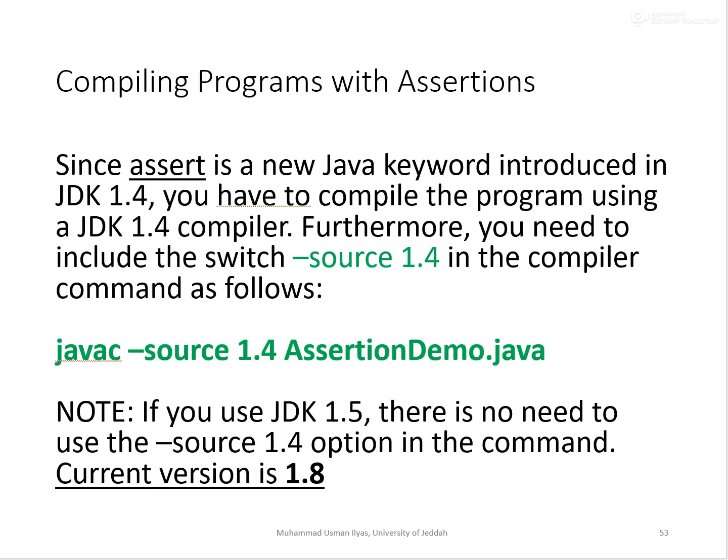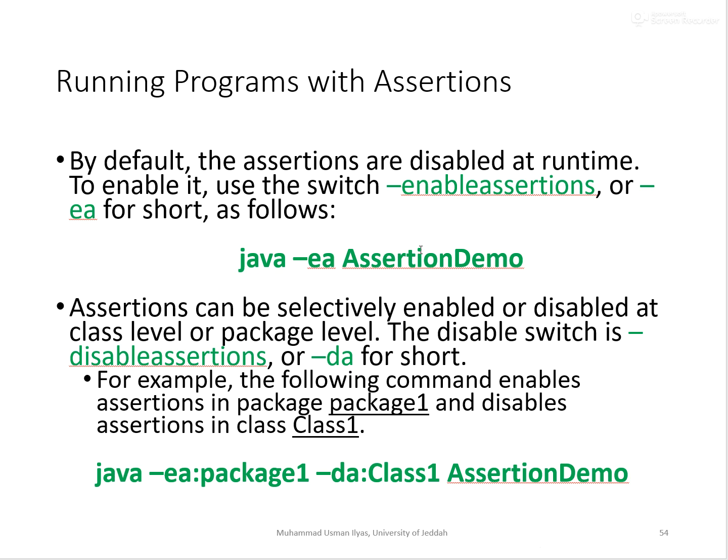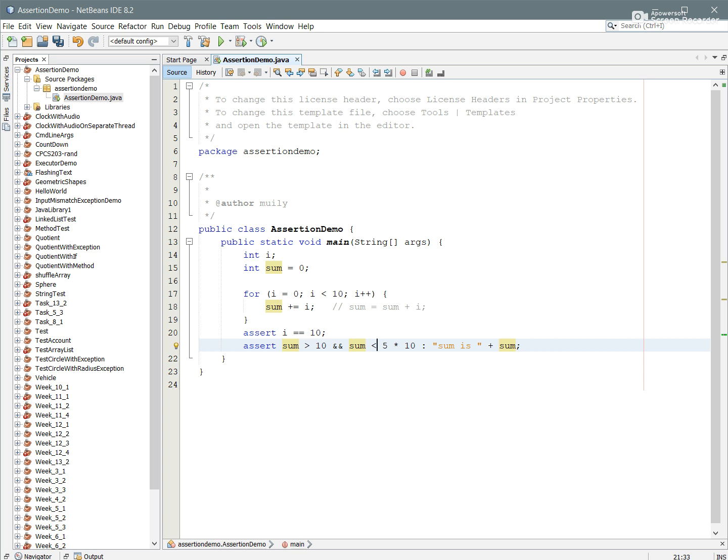Now, by default, the use of assertions in Java is disabled. So what you have to do is enable assertions, and you do that using the -ea switch from the command line. Now, we haven't been using the command line for our programming assignments. We've been depending on NetBeans, the NetBeans IDE.